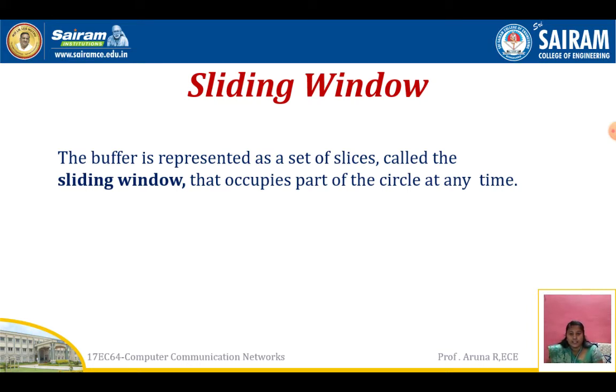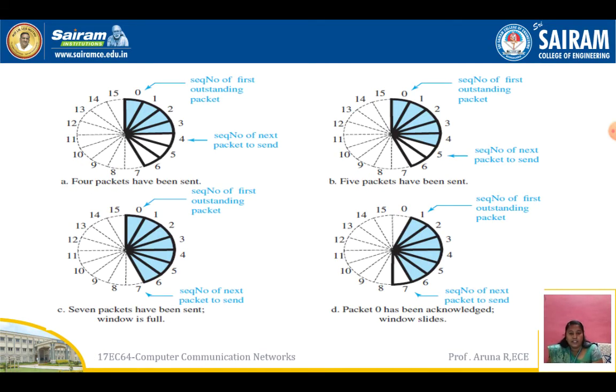The buffer is represented as a set of slices, called the sliding window, that occupies part of the circle at any time. If you take a circle and divide it into n number of parts depending on your needs, each slice represents a buffer. The slices are nothing but the buffers, called the sliding windows. Here you can see an example of a sliding window. The circular section is divided into pieces of information, and each piece is considered a buffer.